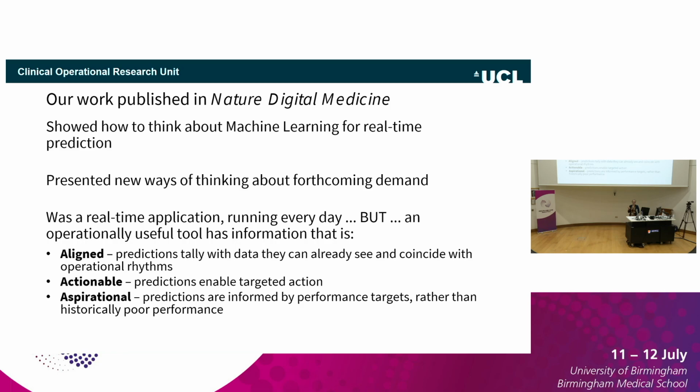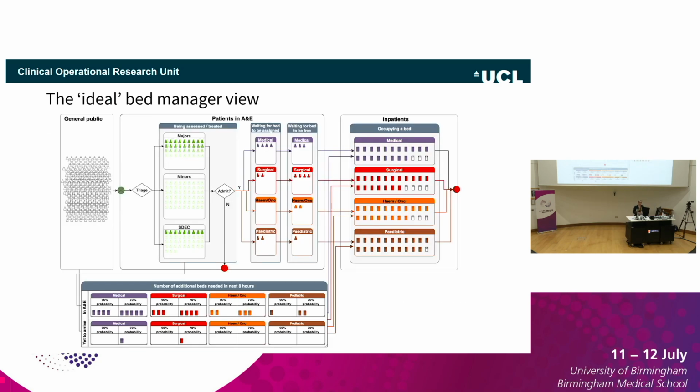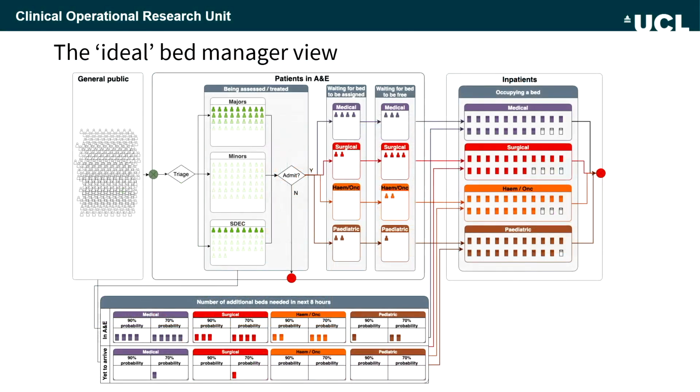And I think someone alluded to this, I think it was Tom just now, that ideally, predictions are informed not by poor historical performance, but by aspirational targets, and I'll say more about that. So in the ideal bed manager view, we would be able to supplement what he can see with some other things that would allow him to predict by specialty, and also incorporate the people who have yet to arrive.